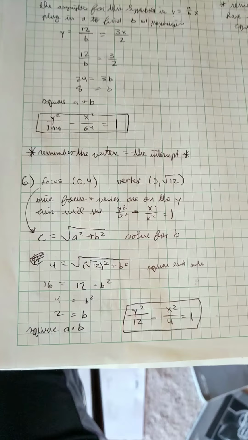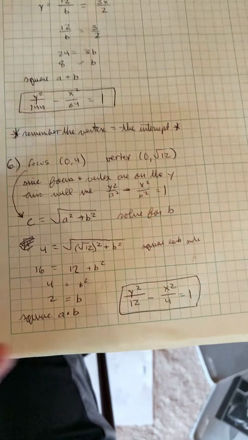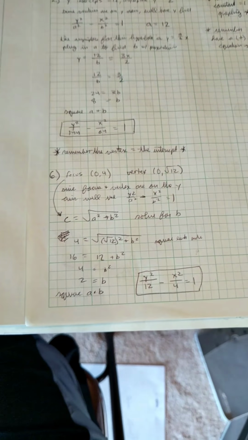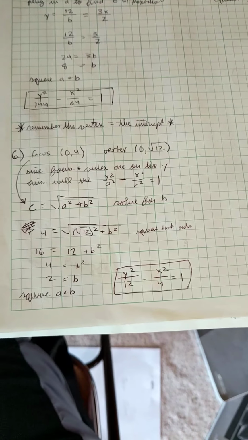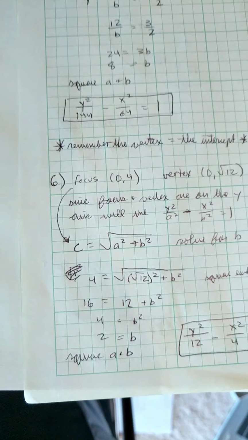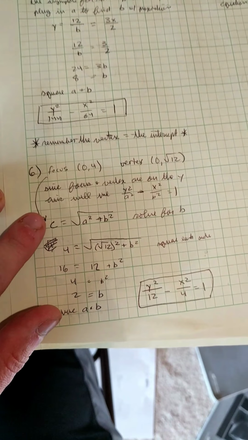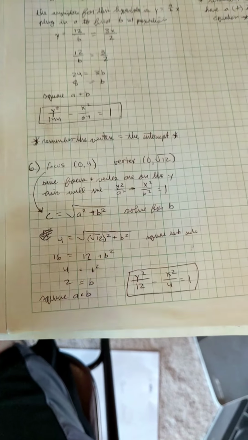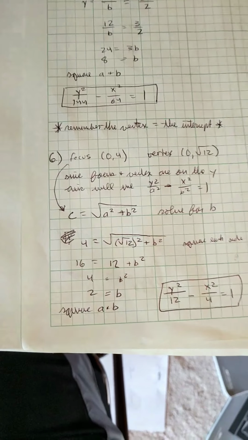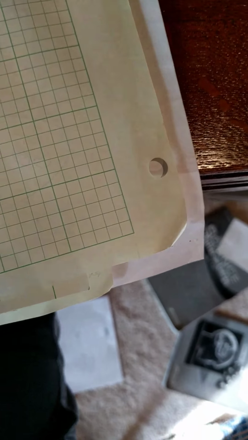Number 6 is very similar, except we're given the foci. We're given the vertex. Remember, the vertex and the intercept are the same when it's oriented on the axis, which we can see it is because we have a value of 0 for the x. So we're given our a and we're also given our focus. We remember the focus is c, so we use this equation, plug our values in, solve for b, square our a and b, and we get our equation. Fairly simple stuff, but I wanted you guys to see how I went through it, okay?